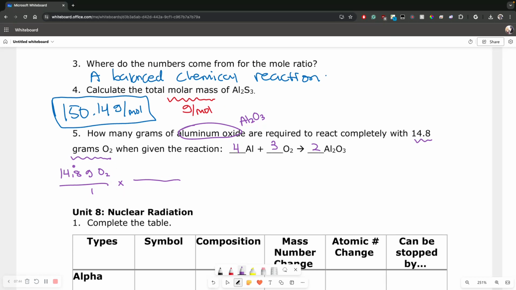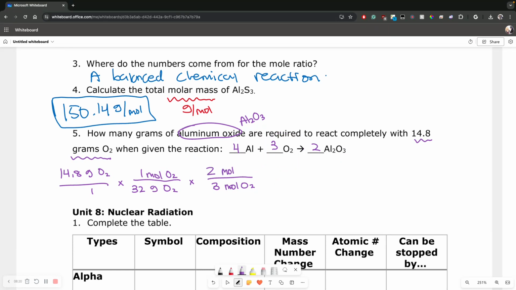Each oxygen has 16 grams per mole. O2 has 32. 32 grams of O2 per 1 mole of O2. Times sign, draw a line. For every 3 moles of O2 in our balanced chemical reaction, what are we trying to get to? We're trying to get to Al2O3. For every 3 moles of O2, we're going to have 2 moles of Al2O3.